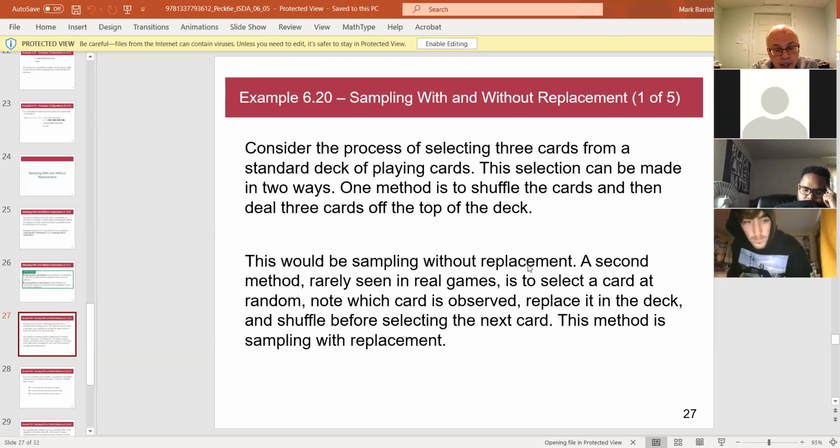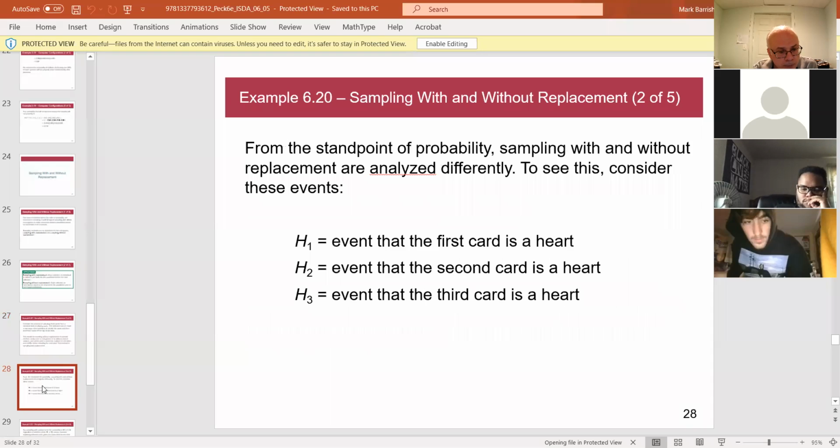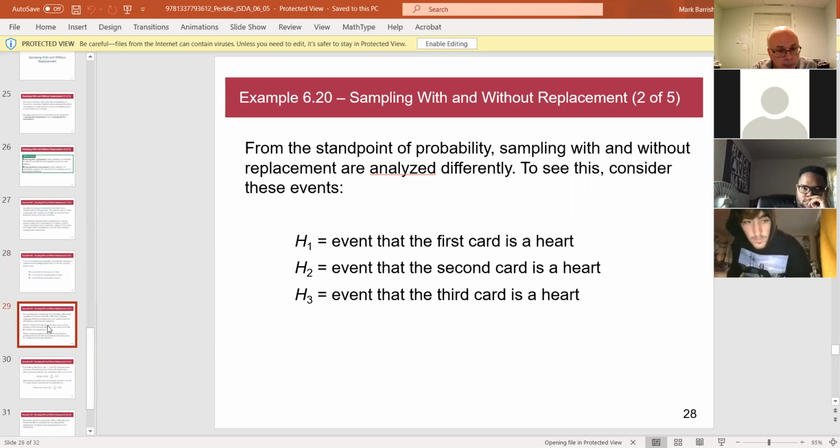If we actually put them back in the deck and then reshuffle and select 3 cards again, that's called sampling with replacement. But of course, in card games, we don't do that, right? We do sampling without replacement. All right. So again, suppose we are selecting the 3 cards, and suppose H1 is the event that the first card is a heart. H2 is the event that the second card is a heart. H3 is the event that the third card is a heart. As you know, there are 4 suits in a deck of playing cards, so heart is one of the suits.